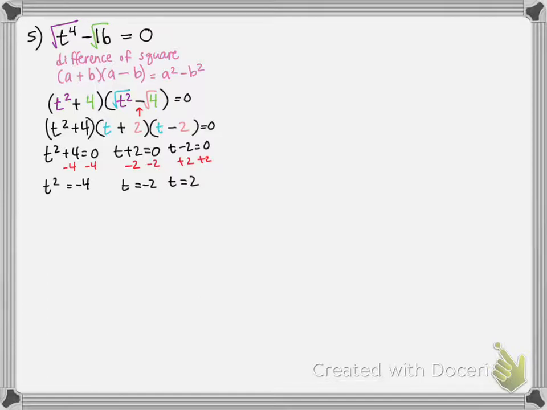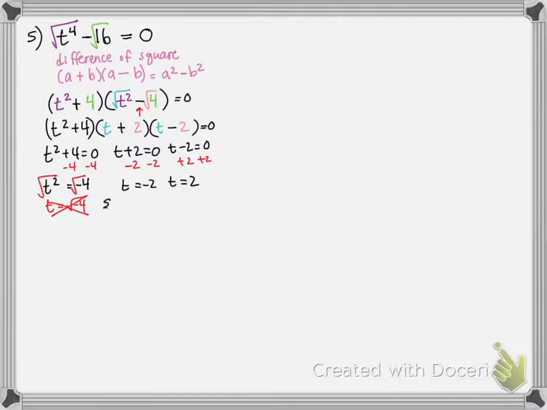The problem is there's a rule about taking square roots, and you can't take the square root of a negative number because it's always something being multiplied by itself. And there's no way to get a negative number when you're multiplying 2 numbers by itself. So if I tried to take the square root of both sides, I would get t is equal to the square root of negative 4, which is impossible. So it gets thrown out. So I do have 2 answers here.